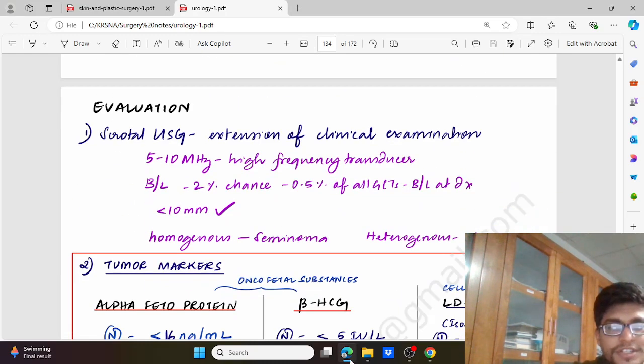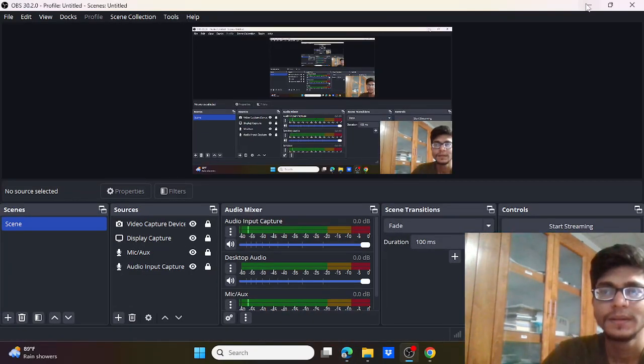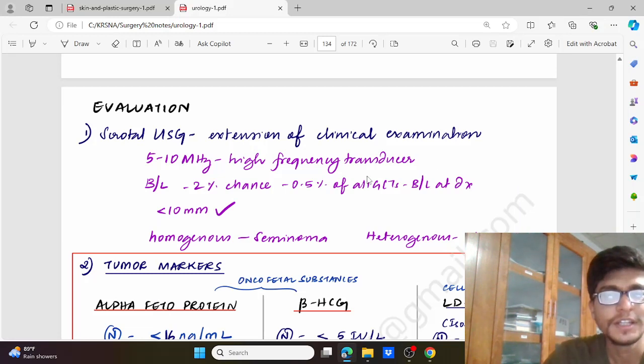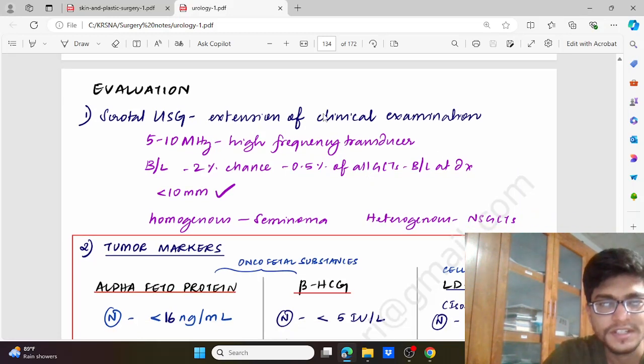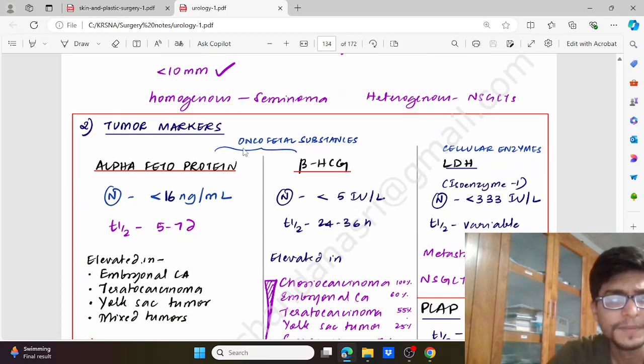Now we come to evaluation. The initial examination will be scrotal USG, which is part of clinical examination, with a 5 to 10 megahertz probe, that is the high frequency transducer. There is bilateral involvement in 2% of cases, and 0.5% of all GCT will be bilateral at diagnosis. Then it is homogeneous in seminoma and heterogeneous in non-seminoma GCT.